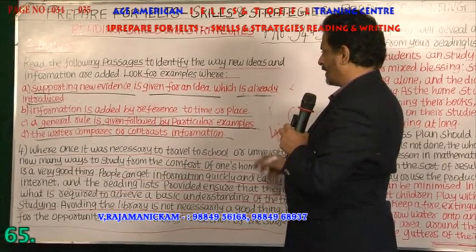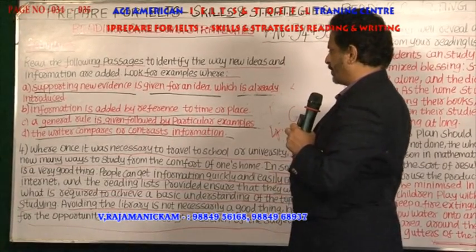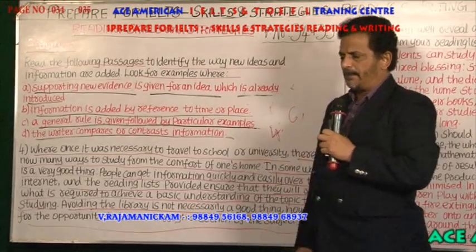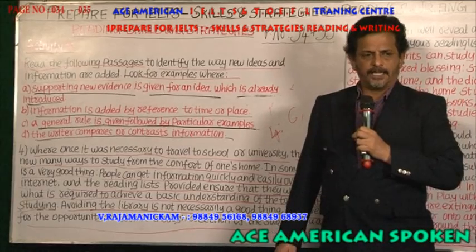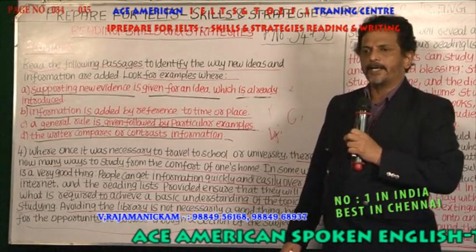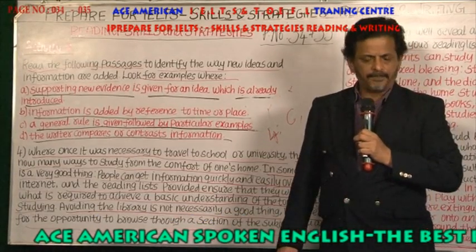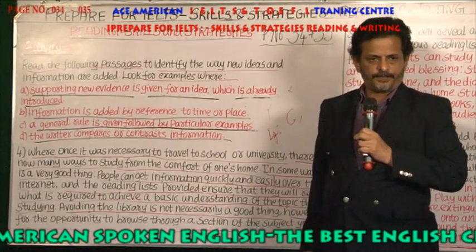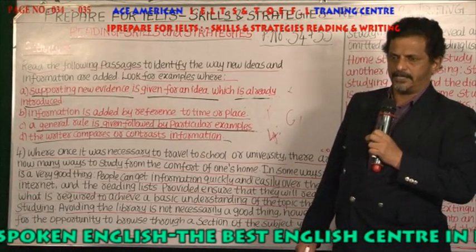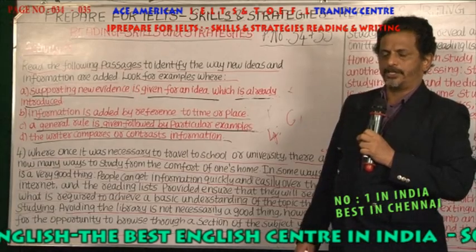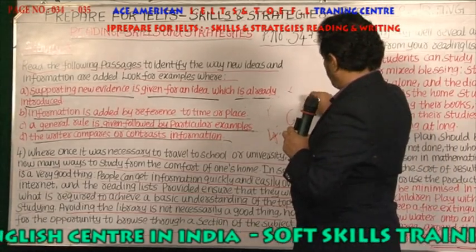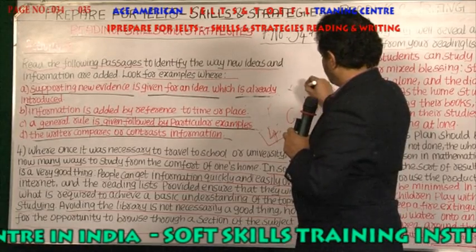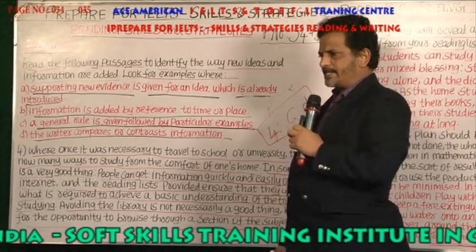And also the writer compares or contrasts information. This also can be applicable, isn't it? Going to college, school and university and studying, versus sitting at home and studying, he just compares. And he says it's fine to sit at home and study according to your convenience, according to your time. So C and D would be correct for 4. Do you agree, sir?